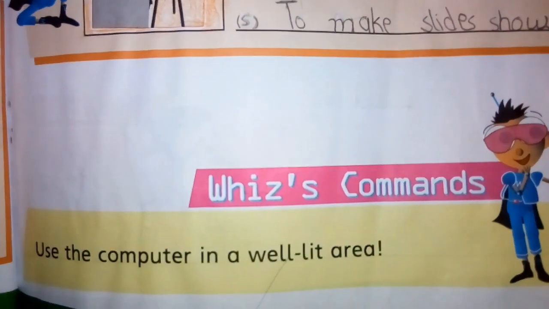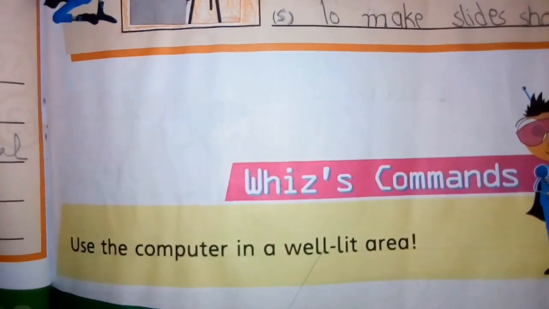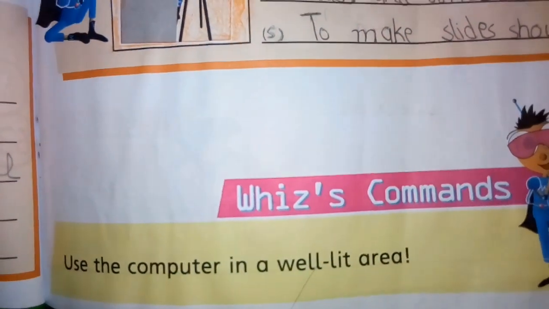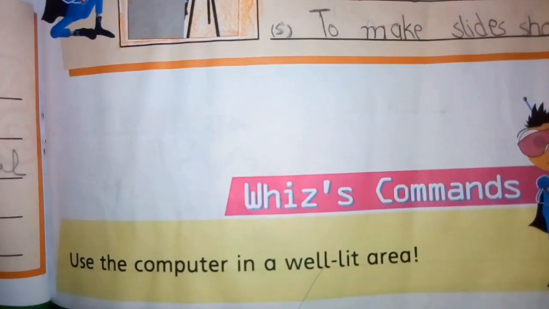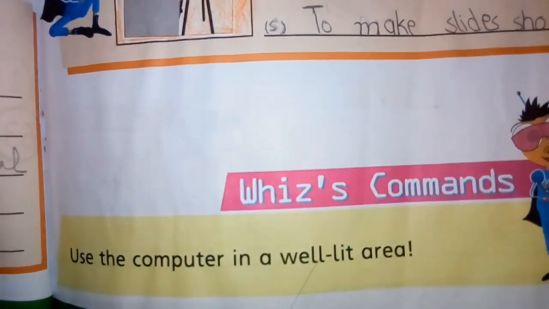These are commands on page 3. Use computers in well-lit areas. Well-lit areas means areas with good lighting. This command advises you to use your computer in a well-lit area.